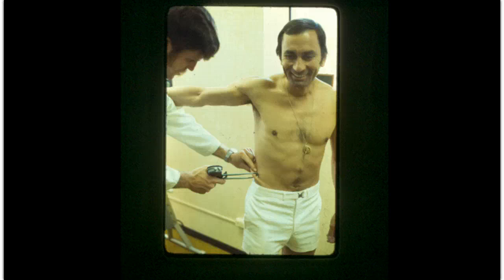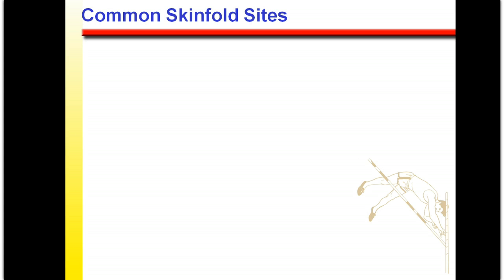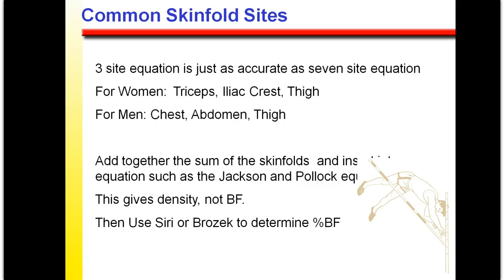A lot of people have probably had skin folds done in the gym. This is what it looks like. You pinch body fat at different places on your body, and they come up with the sum of the skin folds. They add up the skin folds from different sites. For women, usually it's tricep, iliac crest, and thigh. That's the tricep, the iliac crest is your hip bone, so it's right on your hip, and then your thigh. For men, it's usually chest, abdomen, and thigh.